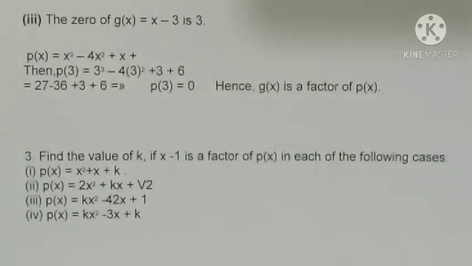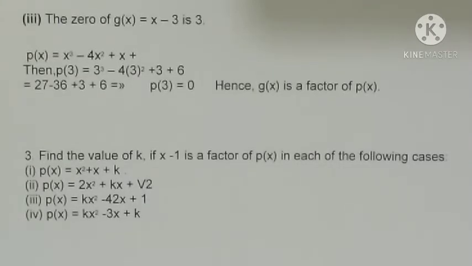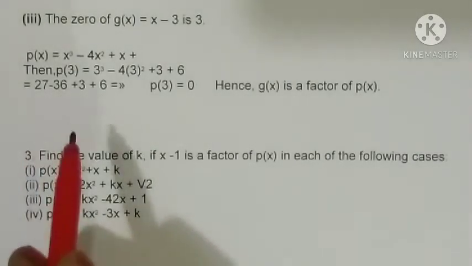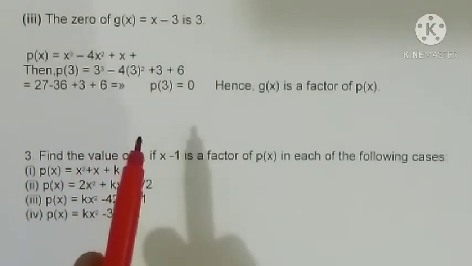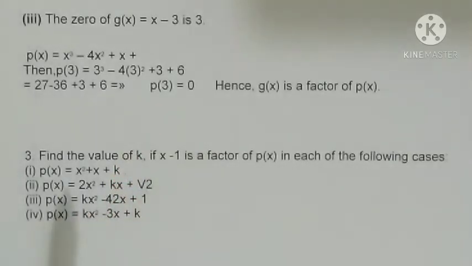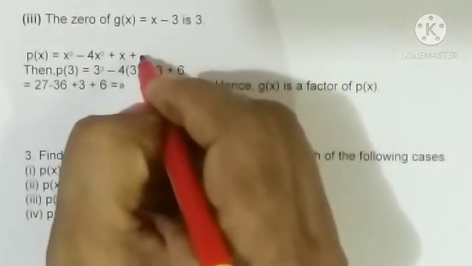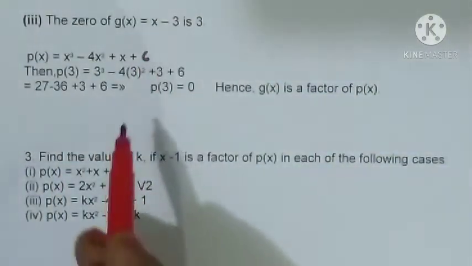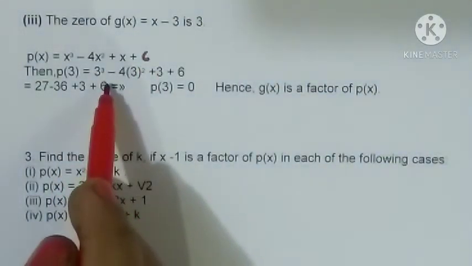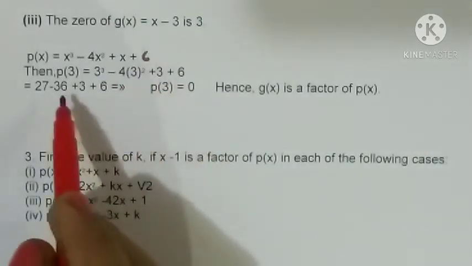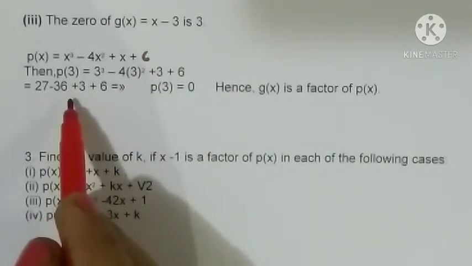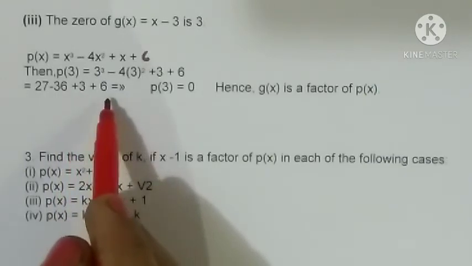Question number 3. G of x equal to x minus 3. That means x equal to 3 only. What is p of x? P of x equal to x cube minus 4x square plus x plus 6. Okay. Now p of 3 we are calculating. 3 cube minus 4 into 3 square plus 3 plus 6. That means 27 minus 36 plus 3 plus 6.